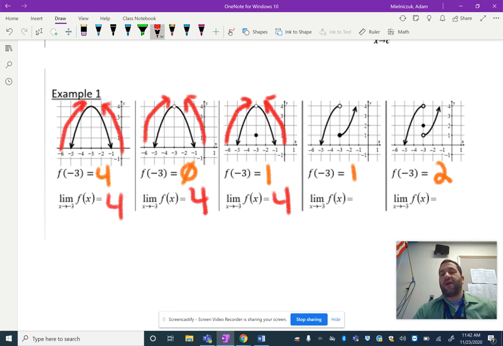But now take a look at our next one. When we come from the left, we see it approaches 4, but when we come from the right, it approaches 1, which is a different value. So there is no limit. Okay, it does not exist in this problem.